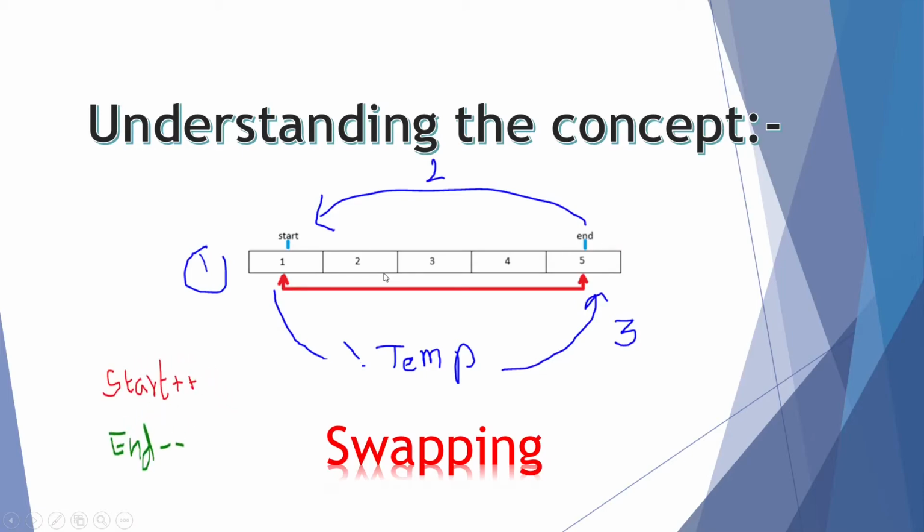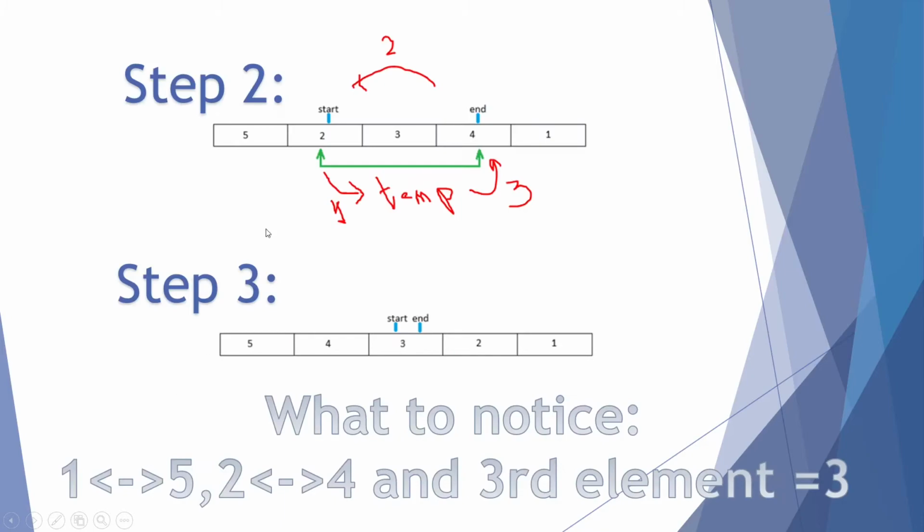At the same time, we are going to increment the start pointer and decrement the end pointer. That's what we can see here. The start pointer moved one position forward and the end pointer moved one position back, and we apply the same swapping technique. In step 3, we can see start and end are equal, so there is no need to move any further.